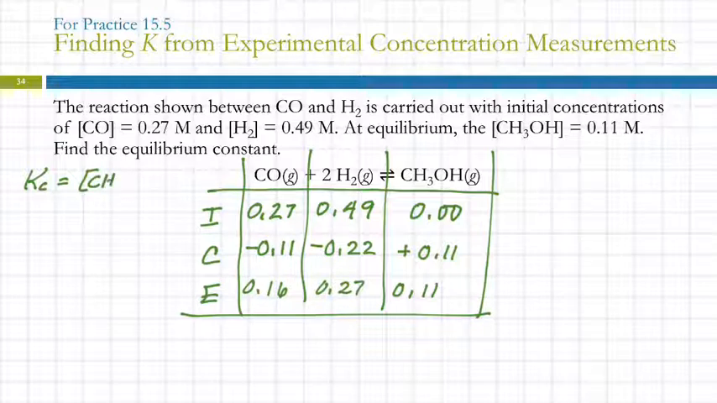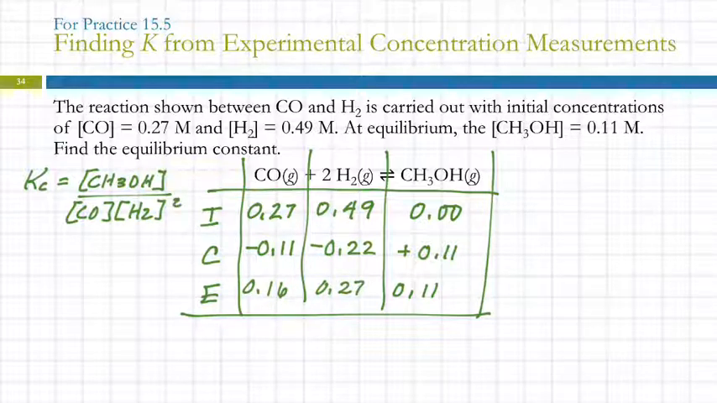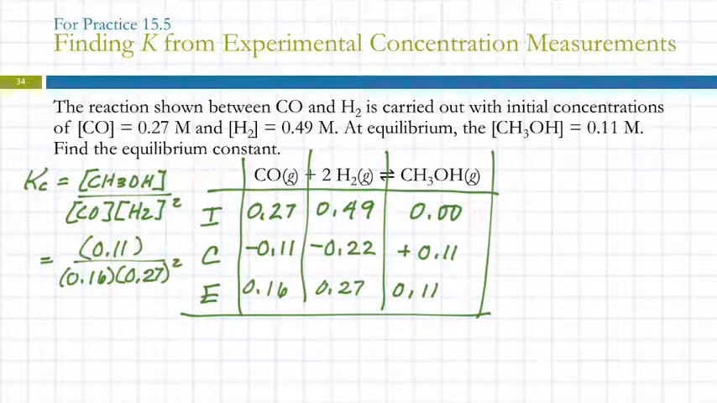Okay, so then we write our equilibrium constant expression. We've got CH3OH divided by CO and H2 squared. You should always write the equilibrium constant expression and then put the numbers in. Don't just go straight to the numbers. So now we'll put the numbers in. I've got 0.11 on top, 0.16, and 0.27 squared.